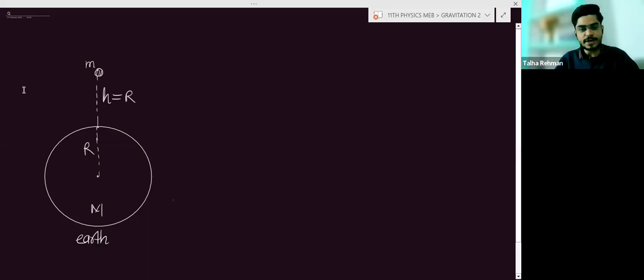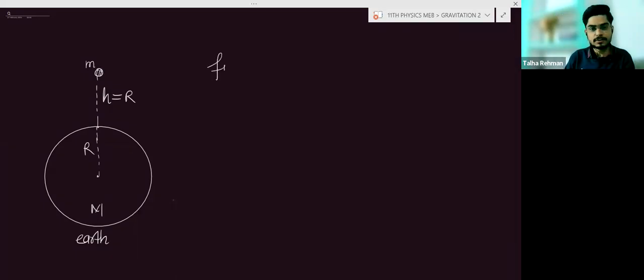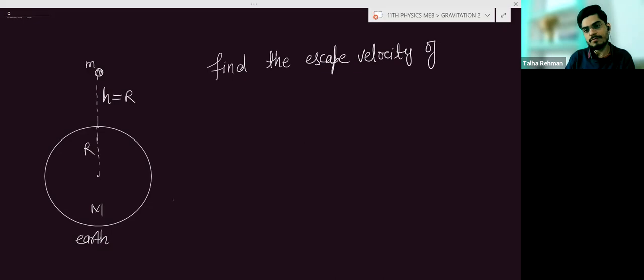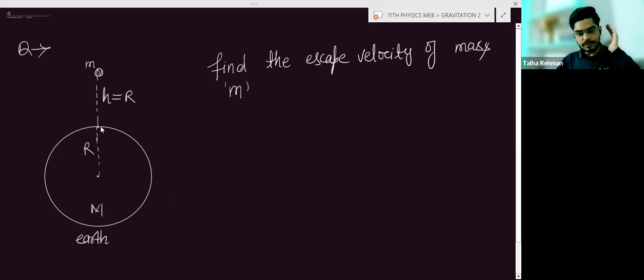Escape velocity of mass m means from here, at which velocity this mass should be thrown so that it will escape out from the gravitational field of the Earth. So find the escape velocity of mass m. Not always we will throw the body from the Earth surface. We can throw the body from some height also. So this is the Earth surface. This body is at a height R plus R, 2R from the center of the Earth, and h or R from the surface of the Earth. So in this case, we have to find the escape velocity.